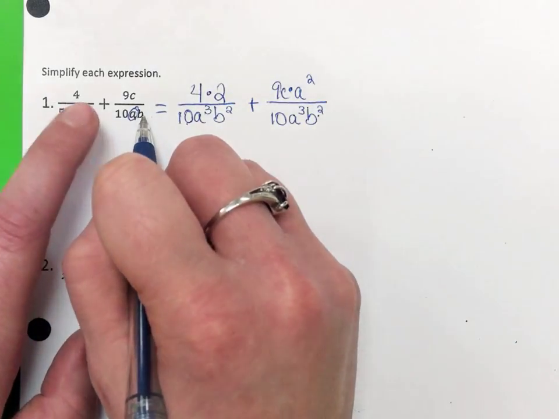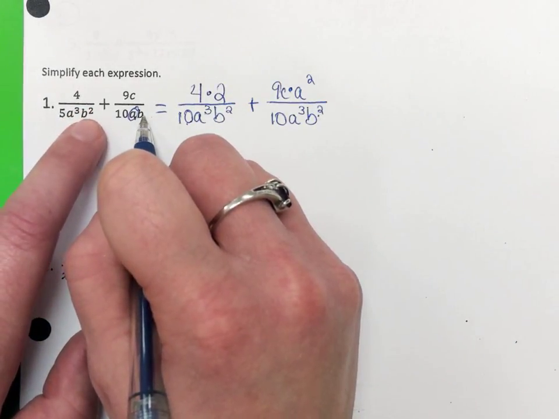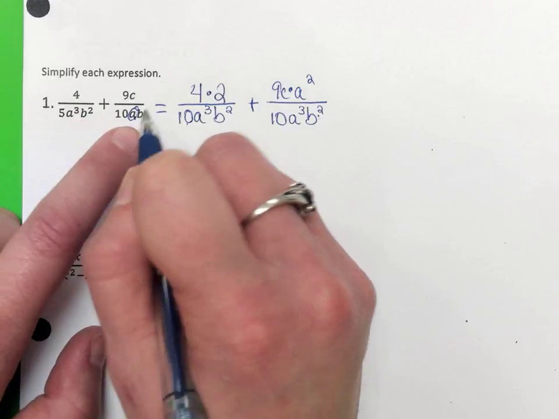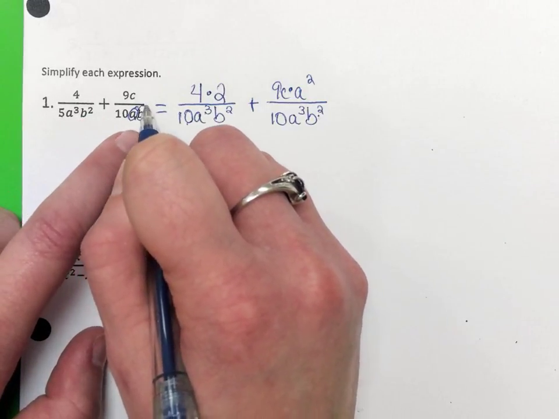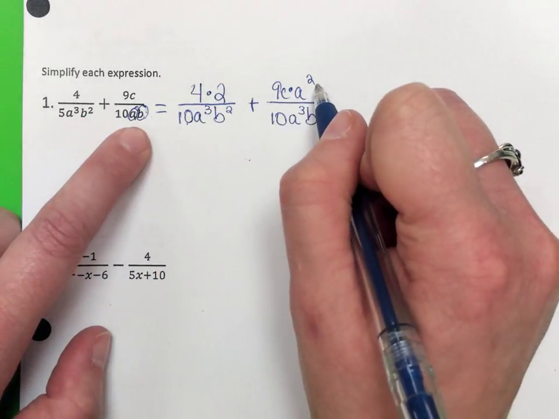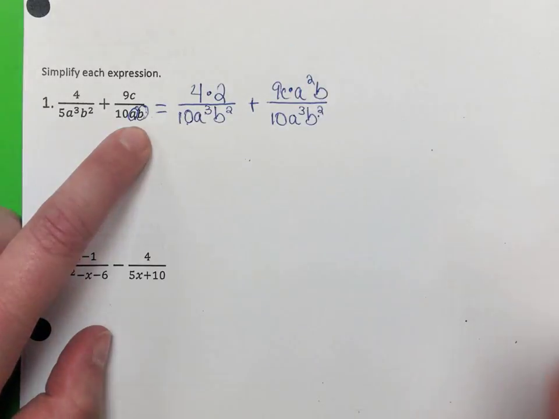Alright, the b's. This one on the left was already b squared, so don't mess with anything. This one was just a b. So how do we make him become b squared? Times it by an extra b.